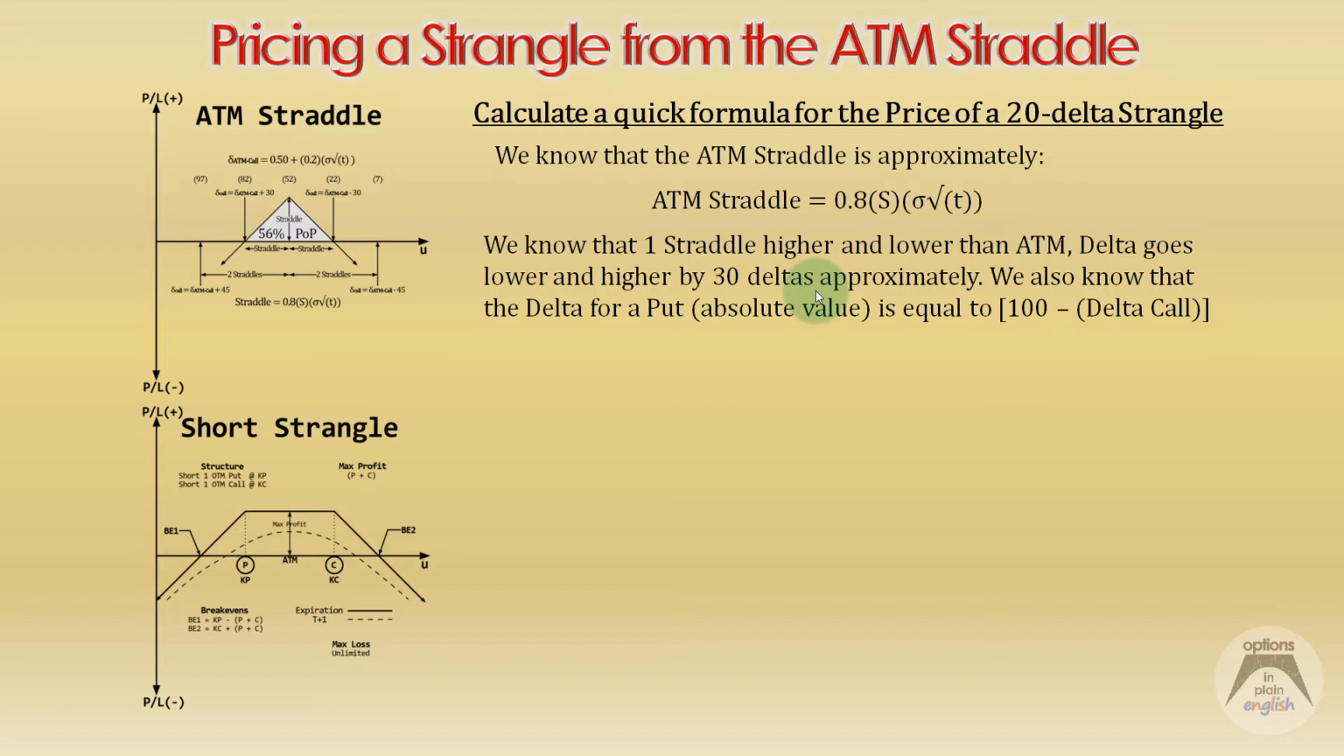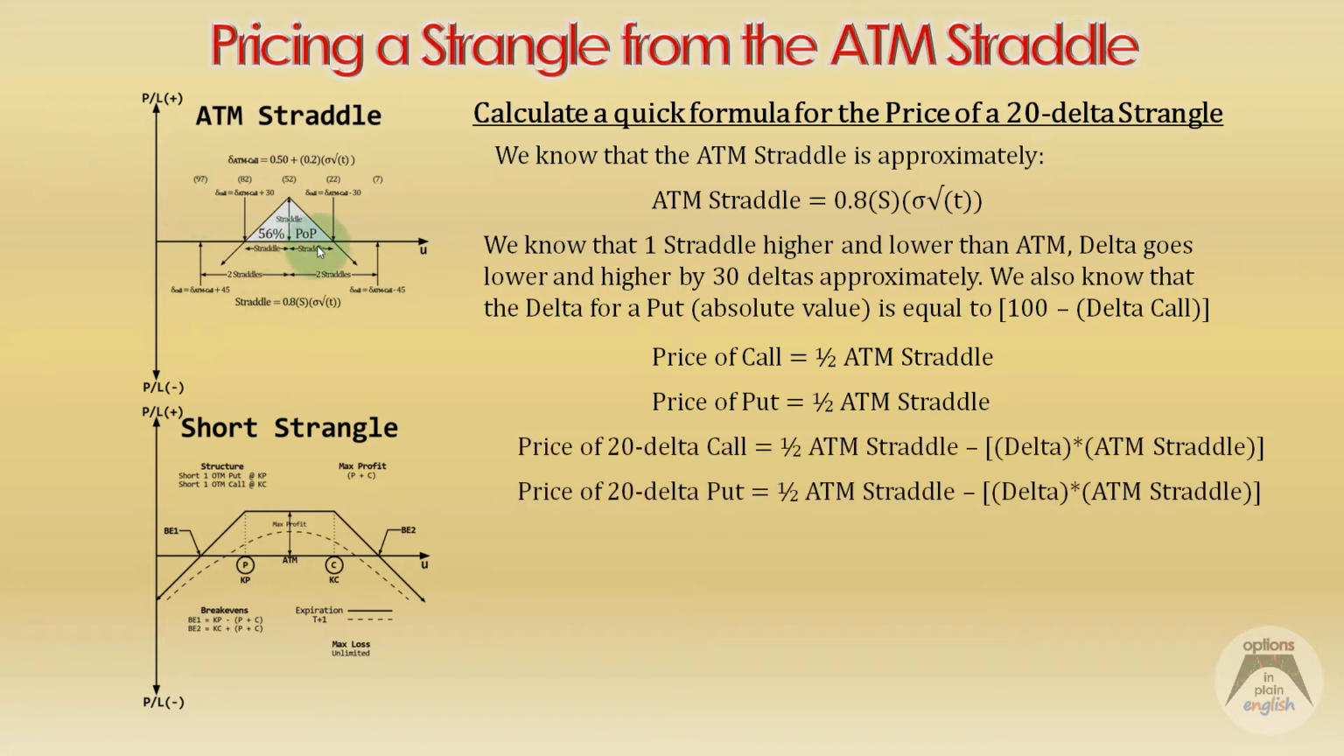We also know that the delta for the put, the absolute value, we don't concern ourselves with the sign here, is equal to 100 minus the delta of the call. So if we have a call that has a delta of 80, then we know that the put has a delta of 20. The price of the call is going to be 1/2 of the at-the-money straddle, and the price of the put is going to be 1/2 of the at-the-money straddle as well. So the at-the-money straddle is made up of a short call and a short put, and each one of them contributes 1/2 of that value.